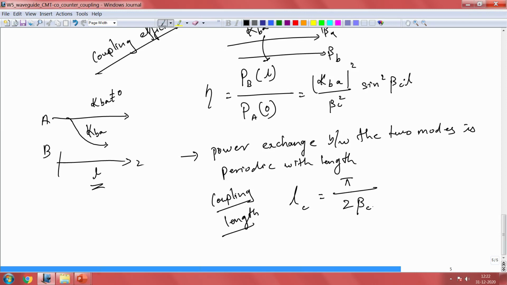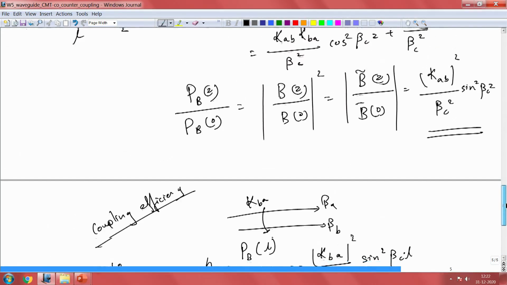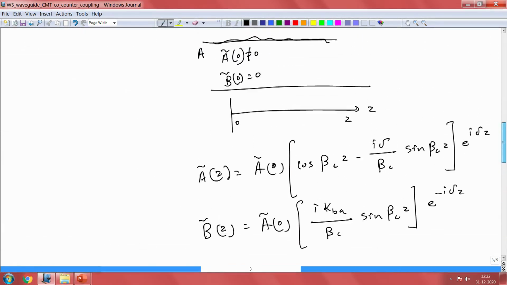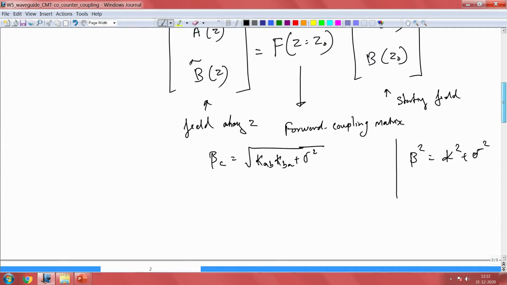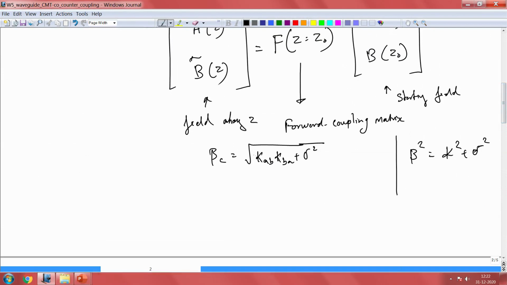Alright. So, what is beta C? So, beta C is nothing but the coupling effect. So, kappa AB kappa BA plus delta squared, under root, right.